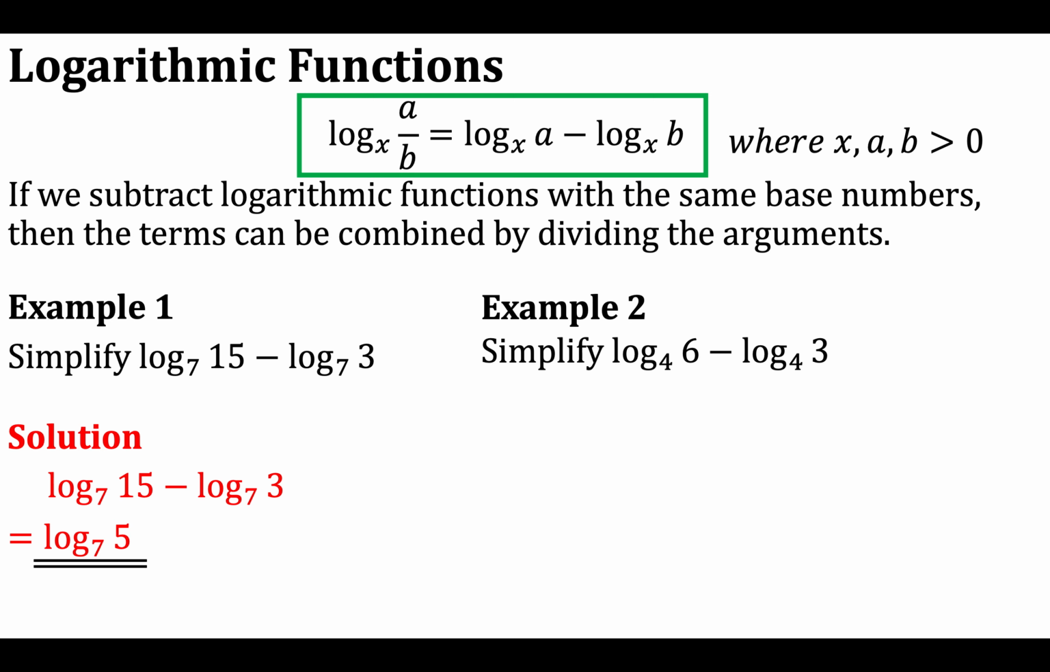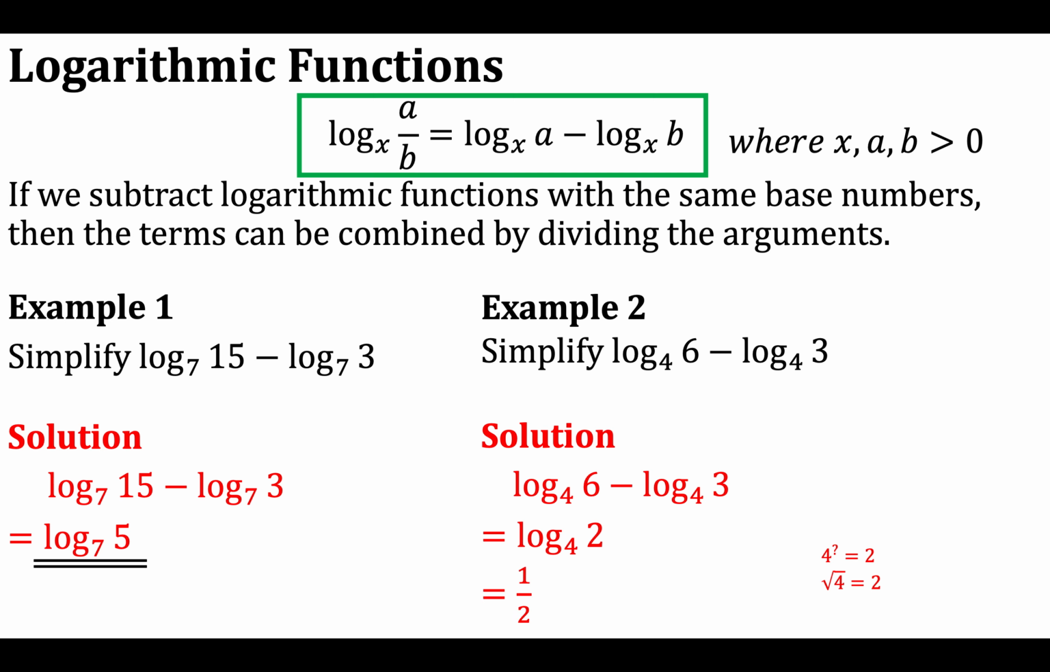And example 2, we want to simplify log to the base 4 of 6 minus log to the base 4 of 3. Applying the property above, we can divide the arguments. So 6 divided by 3 is 2, so that gives me log to the base 4 of 2. And I can actually evaluate this one. I can say to myself, 4 to the power what gives me 2? And remember, that's the square root of 4, which is 2, so that is 4 to the power a half. So the value of that expression is a half, which is my final answer.